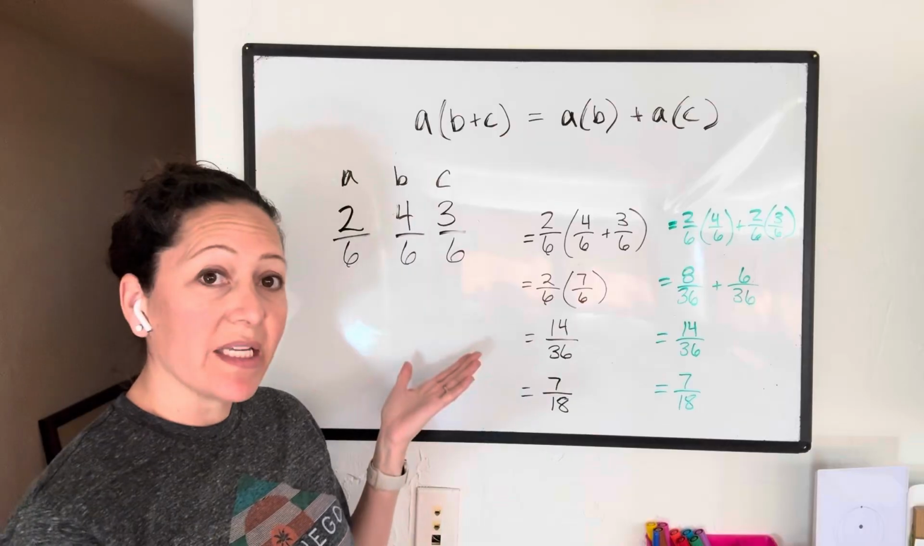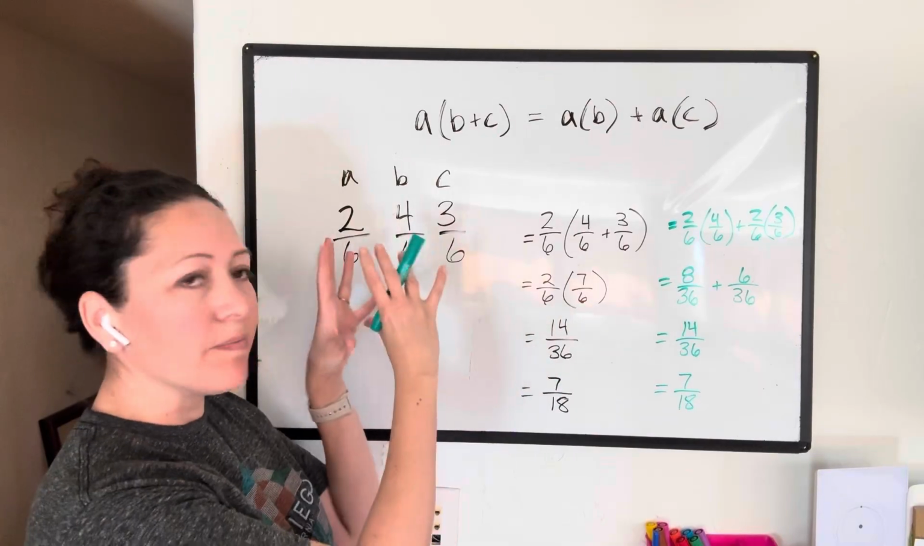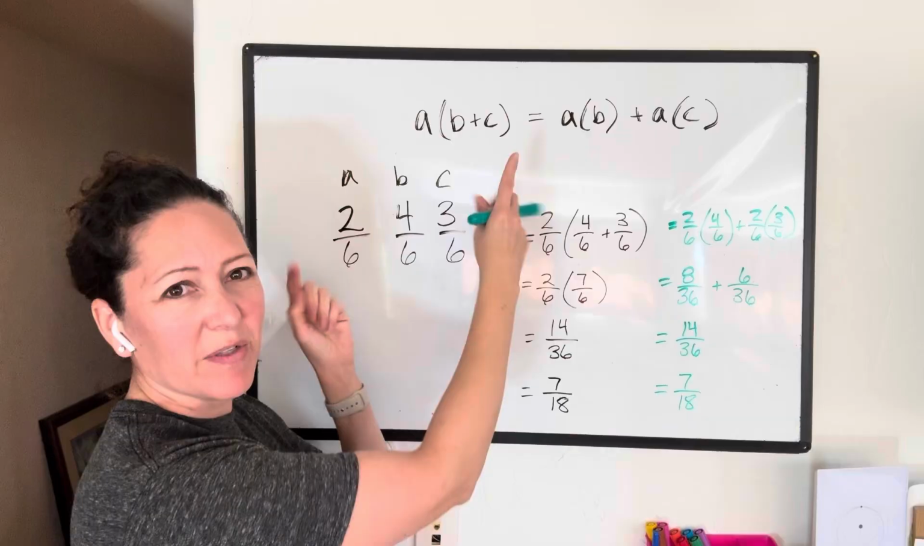So there you go, 2 ways to do the distributive property. One is maybe the more simple way, just so they can master the concept of the distributive property.